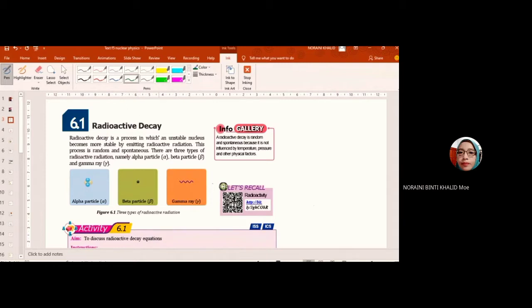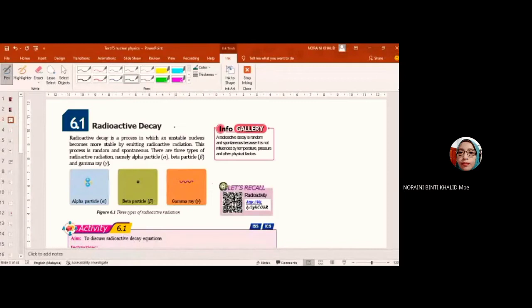Today I want to discuss Chapter 6, Nuclear Physics, on first topic 6.1, Radioactive Decay. So what is this, the word decay here? Radioactive decay is random and spontaneous because it is not influenced by temperature, pressure and other physical factors.